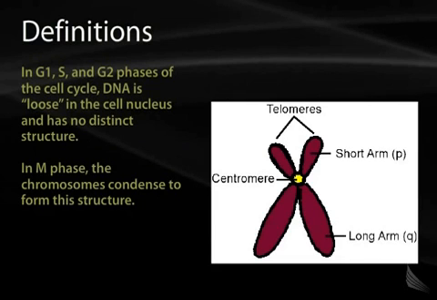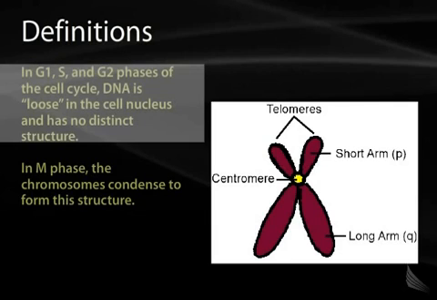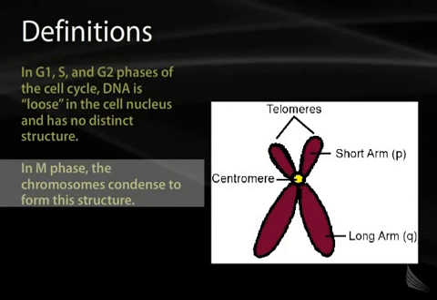So let's discuss a few definitions here and talk about what a chromosome is. Remember that in the phases of the cell cycle, in G1, in S, and in G2, DNA is loose in the cell nucleus and has no distinct structure. It's just kind of flaccid and looks like a bowl full of spaghetti, right? Now in the M phase, the chromosomes condense to form the structure that we classically call a chromosome. So remember, in a mitotic chromosome, we see two sister chromatids held together by a centromere.